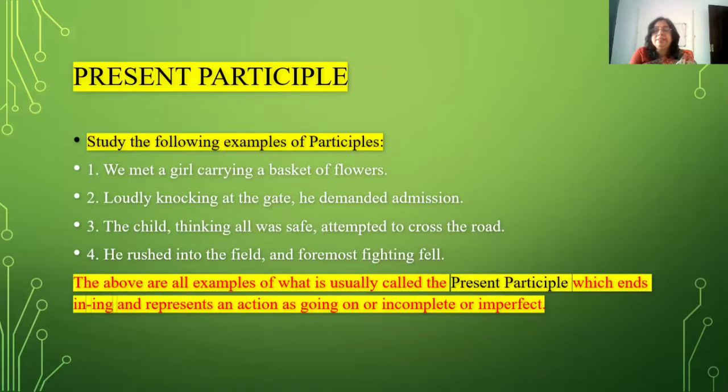Now, again, I am reading these sentences. It will help you to understand. We met a girl carrying a basket of flowers. Carrying is the word, which is actually the verb carry attached with ing. What is it representing? It is representing that an action is going on. Then, loudly knocking at the gate, he demanded admission. Knocking is the ing form of the verb knock, and it is representing an action which is going on. The child, thinking all was safe, attempted to cross the road. Again, thinking serves the same purpose. He rushed into the field and foremost fighting fell. Fighting also serves the same purpose.